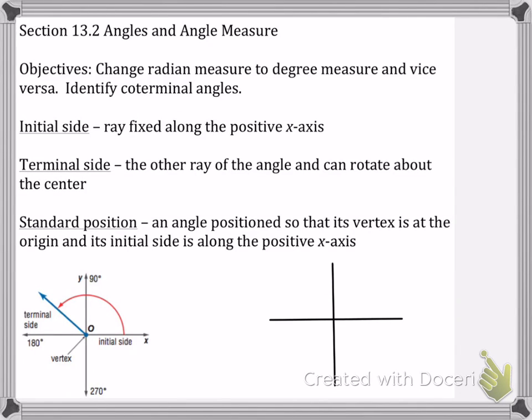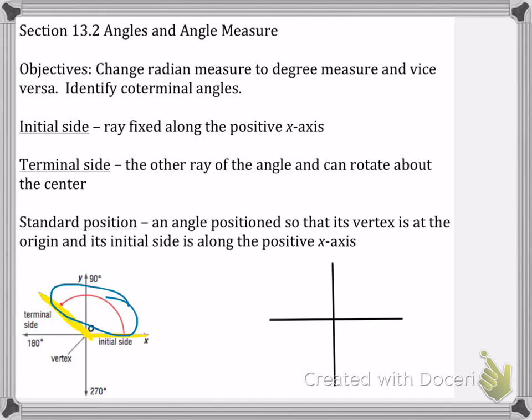Section 13.2 is about angles and angle measures. The initial side when we're talking about an angle is the fixed ray along the positive x-axis, and that can be seen right here. And then the terminal side is the other ray of the angle. That's where my angle ends, that's over here. Now, this arrow describes the direction of my angle, which is very important.